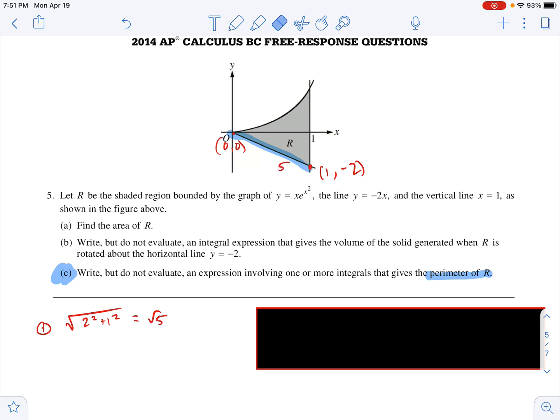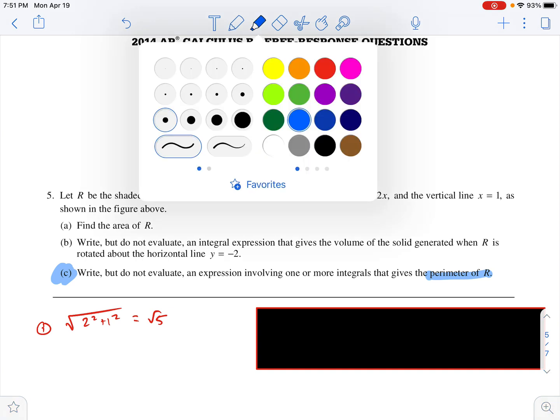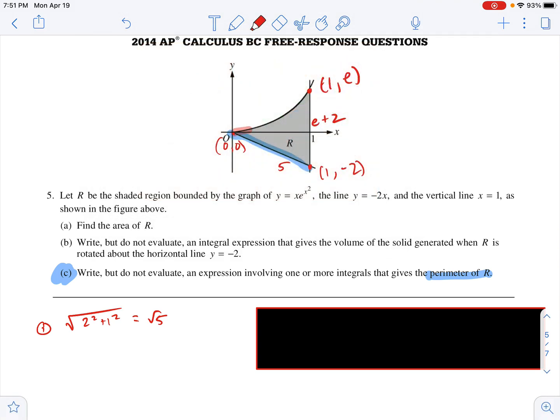And then this second part here, this vertical line, we know that this point here is the point (1, e to the 1). And so the distance from here to here would just be e minus -2, which is e plus 2. So the only real question we have is, what is the length of the curve?